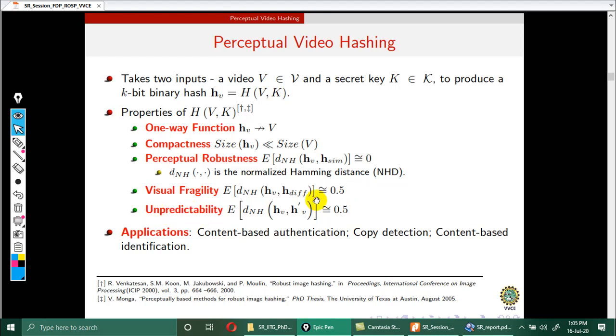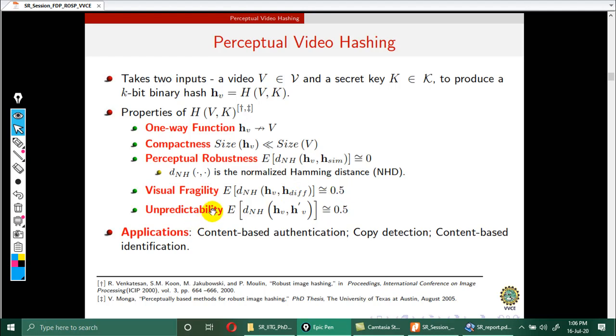Next, in the perceptual robustness, please remember that when you are generating the perceptual hash for similar looking videos, it's assumed that the secret keys are the same. Even in the visual fragility, even if the secret keys are the same, it doesn't matter, since the videos are different. Its normalized Hamming distance should be very close to 0.5.